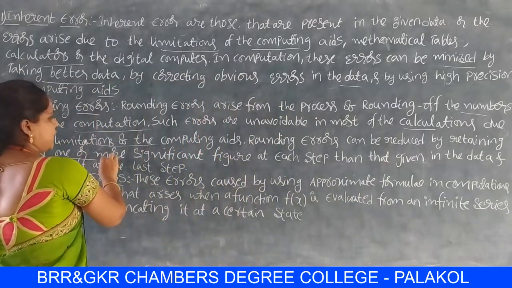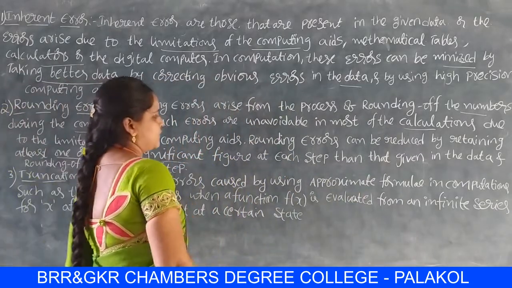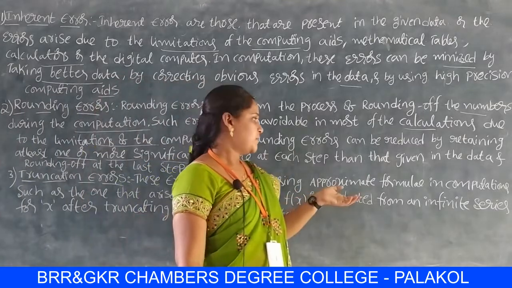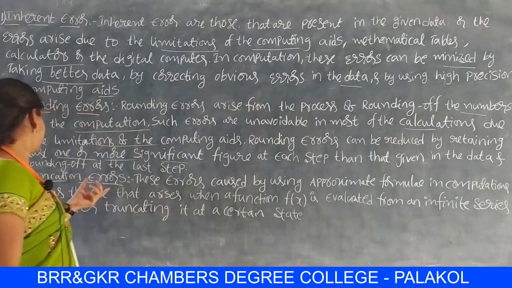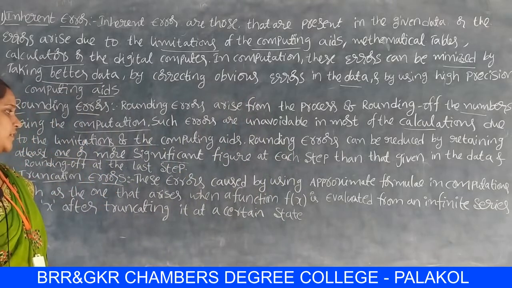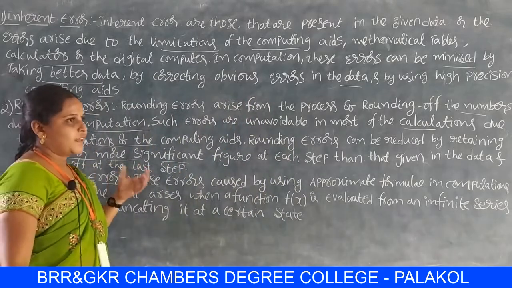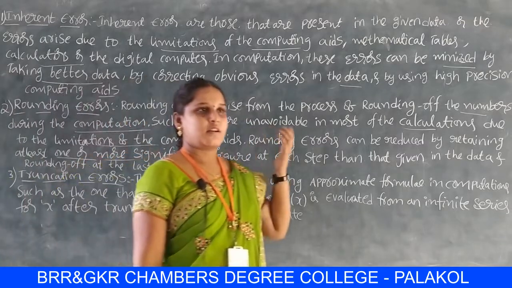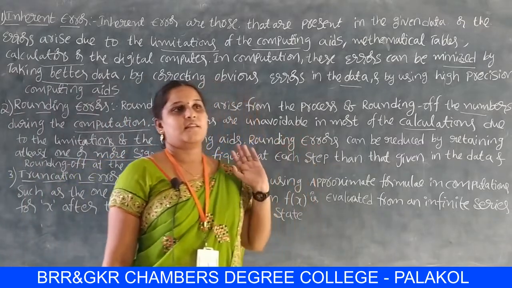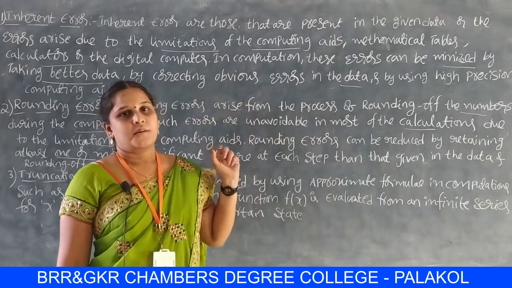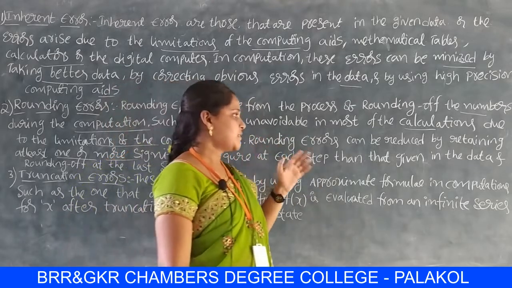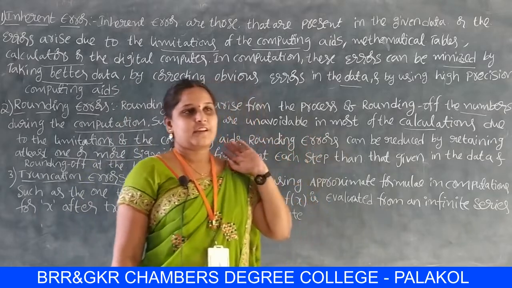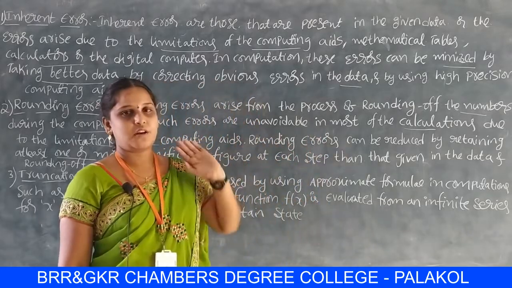Rounding errors can be reduced by retaining at least one or more significant figures in each step. The last stage of this step is called rounding error. Rounding error is an inheritance of errors in the data and limitations of the computer, adding one or more significant digits, and is known as rounding error.